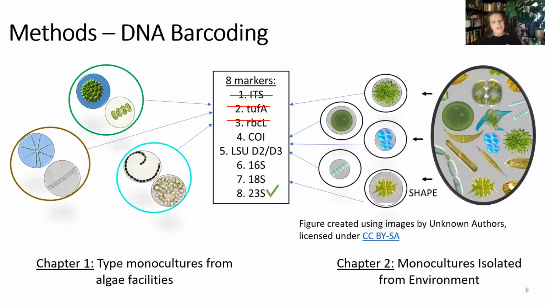So far, I have tried amplifying the mitochondrial gene region ITS, the chloroplast gene regions TAF-A and RBCL, and the 23S ribosomal RNA gene region. The only region I've been able to barcode with so far is 23S rDNA, which is showing great promise for future work and will be discussed a little more on future slides.